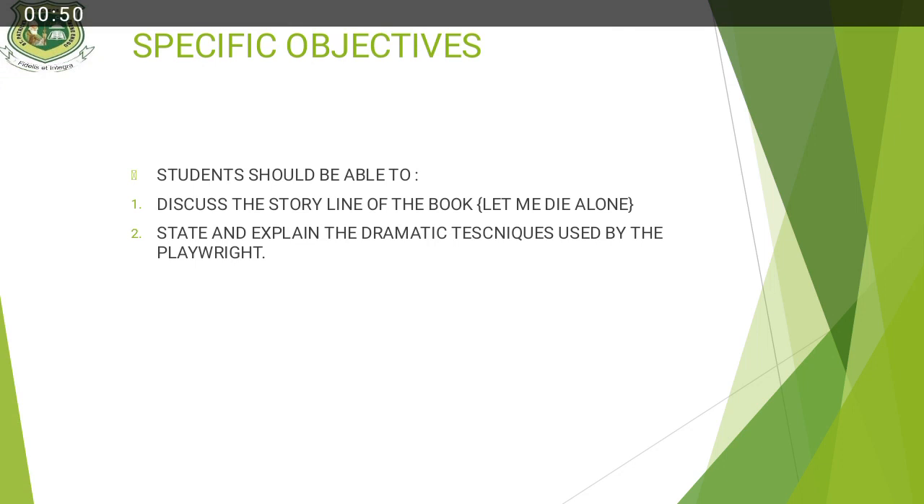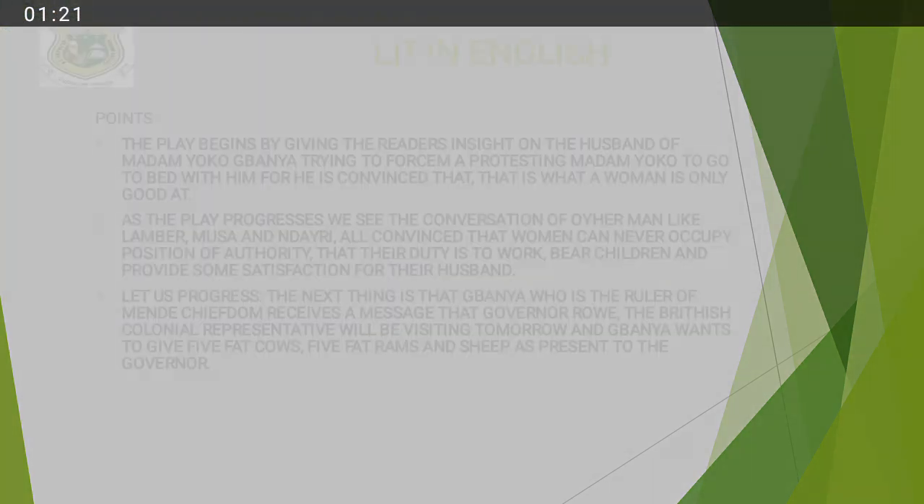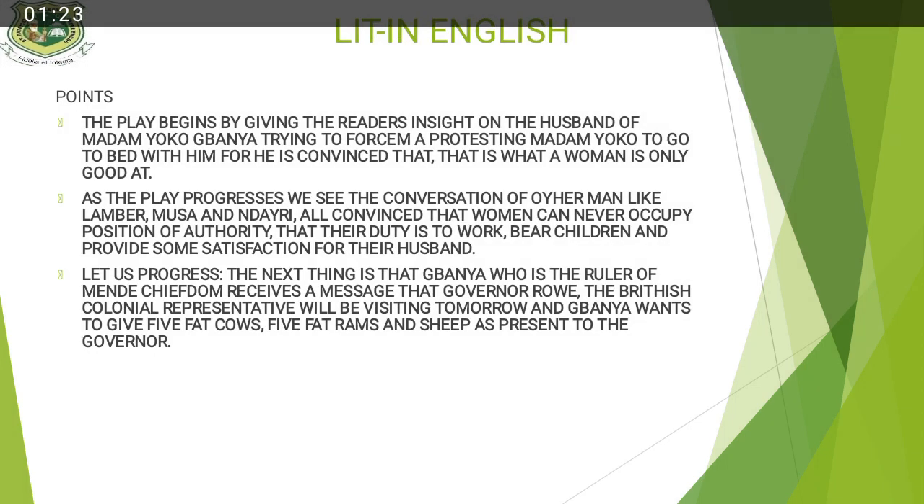Plot, as you all know, is the arrangement of events in a sequential order. So in line with the drama we are discussing, Let Me Die Alone, I would love you to listen very well, because at the end of this lesson, you will be able to give the storyline of the book and also state and explain some of the dramatic techniques used by the playwright. There will be assignments as usual, so listen very well.